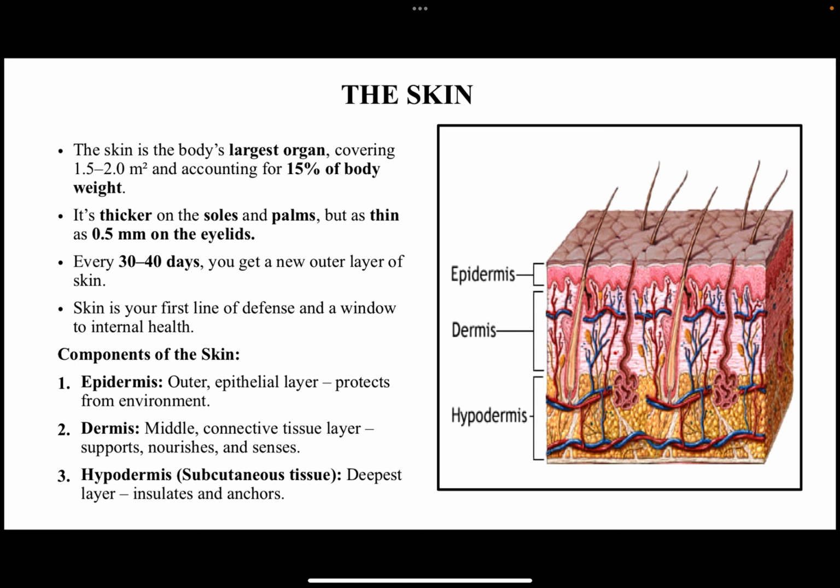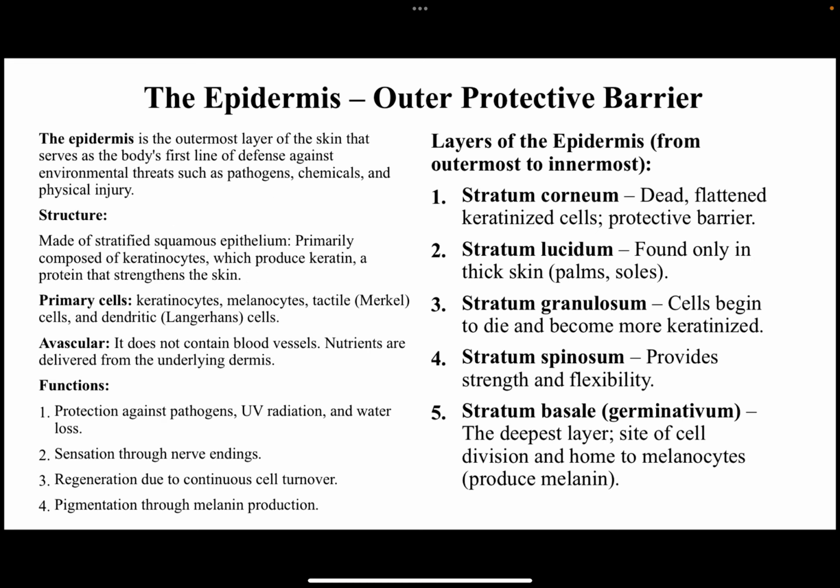We will begin with the first layer, which is the epidermis. The epidermis is the outermost layer of the skin that serves as the body's first line of defense against environmental threats. You see it like that. It has about 5 different layers. The epidermis that you are seeing as part of the 3 layers of the skin is further subdivided into 5 layers. That is very interesting.